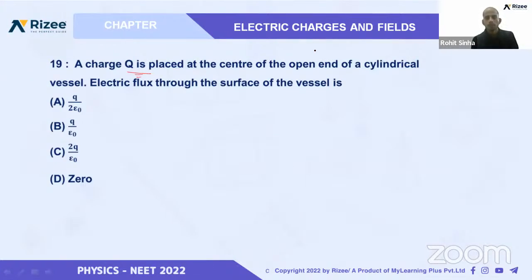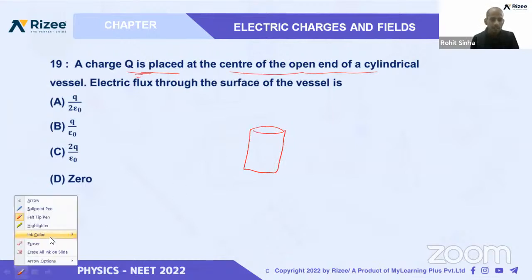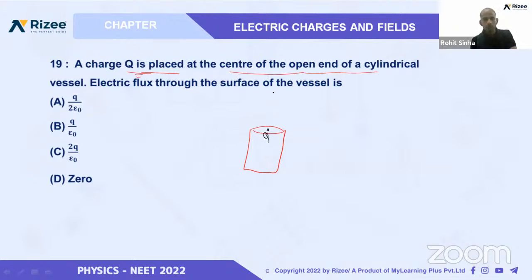Okay, let us see. The question is telling that a charge Q is placed at the center of the open end of a cylindrical vessel. There is one cylindrical vessel like this. A charge Q is placed at the center here. And it is asking what will be the electric flux through the surface of the vessel, through this surface.